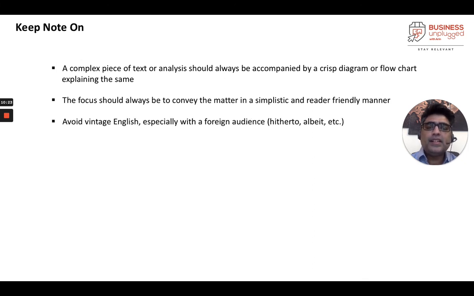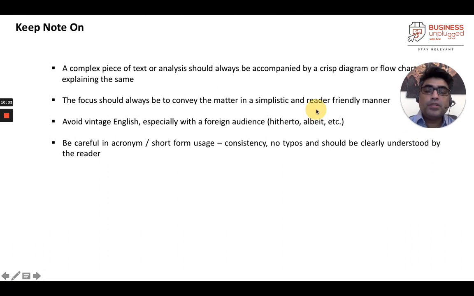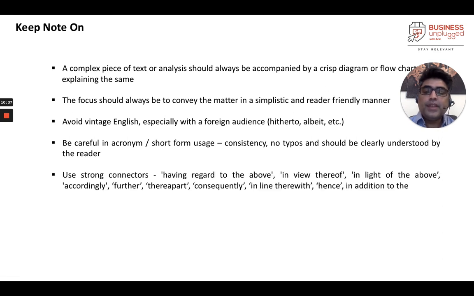The focus should always be to convey the matter in a simplistic and reader-friendly manner. Avoid vintage English, especially with a foreign audience like hitherto, albeit, and stuff like that. Try to avoid this sort of languages. Be careful in using acronym, short form usage, consistency, no typos, and should be clearly understood by the reader. Use strong connectors like having regard to the above, in view thereof, in light of the above, accordingly, further, thereapart, consequently, in line therewith, hence, in addition to the above. So these are certain strong connectors which you may use in order to emphasize the set of things that you are trying to place across.